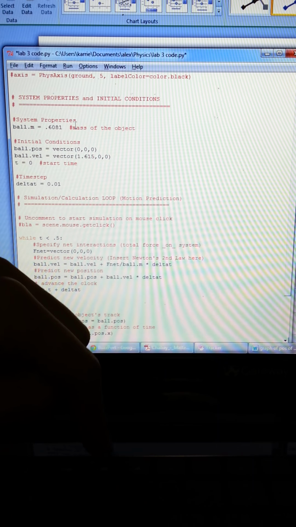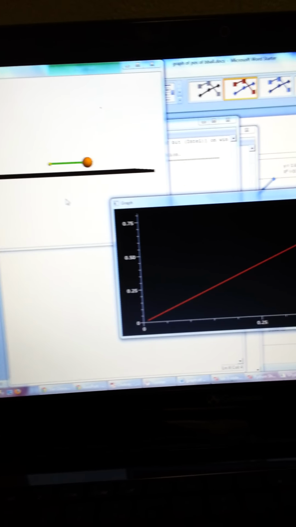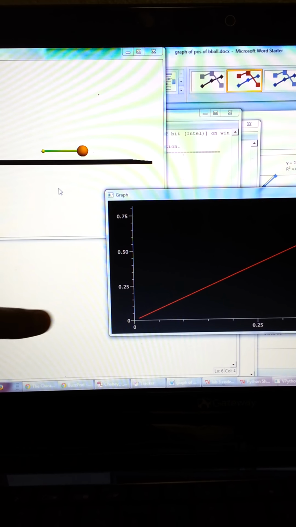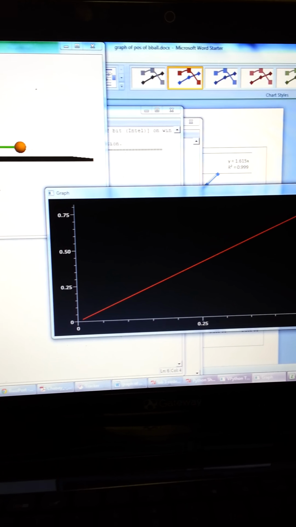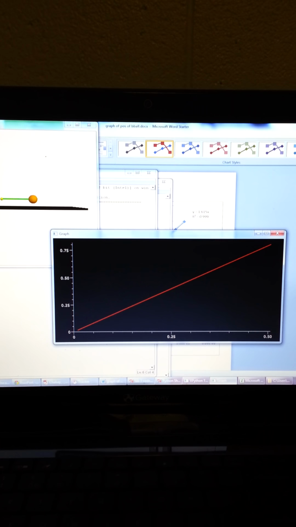So when we run the program, this is what it looks like, and you can see that the ball moves to the right, or the positive x direction, and you can see that is also reflected in the graph. Then from VPython we extracted that data.